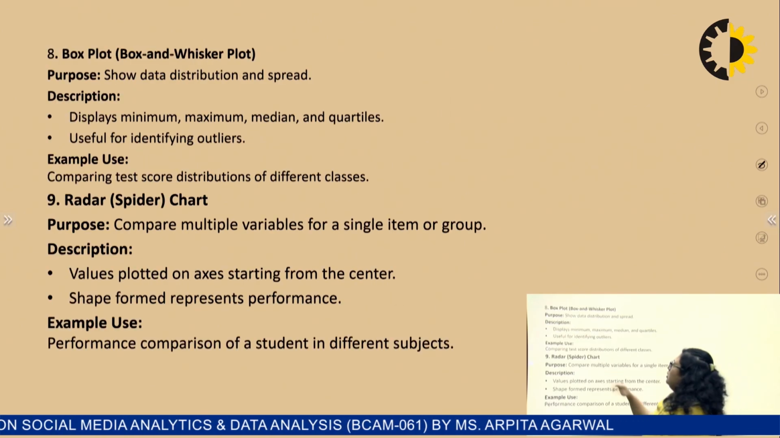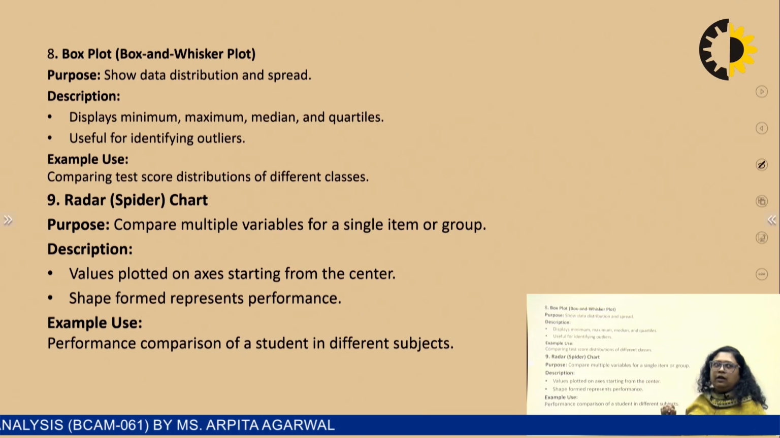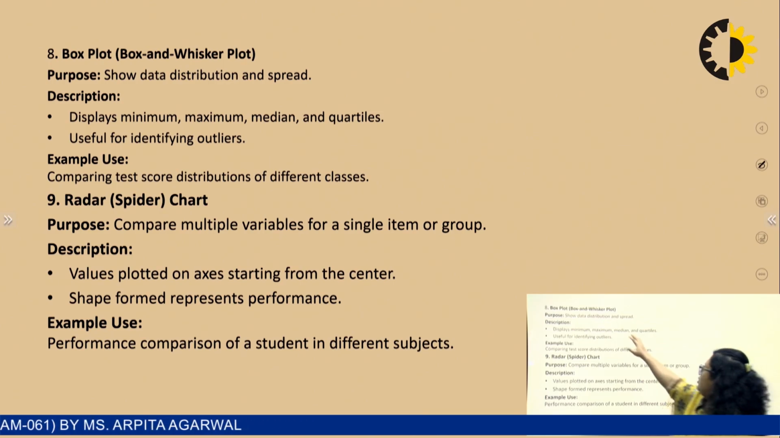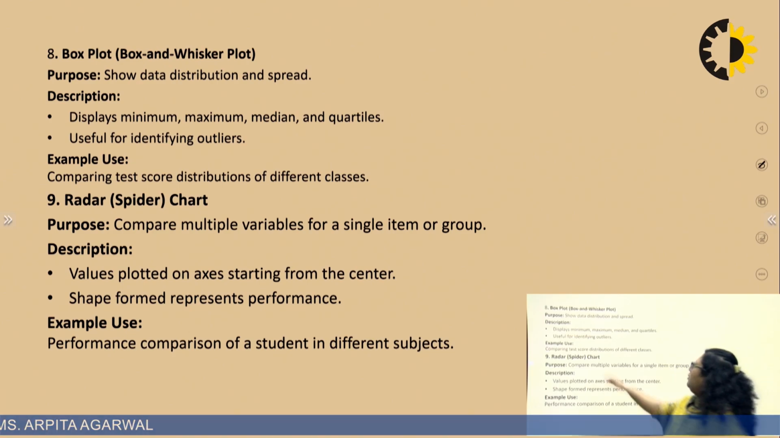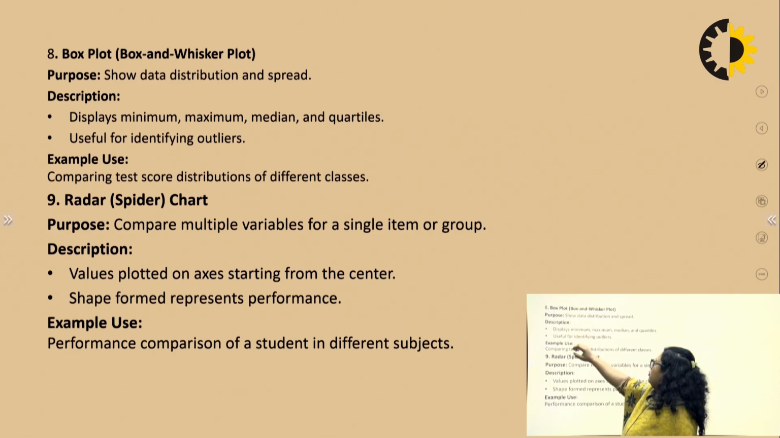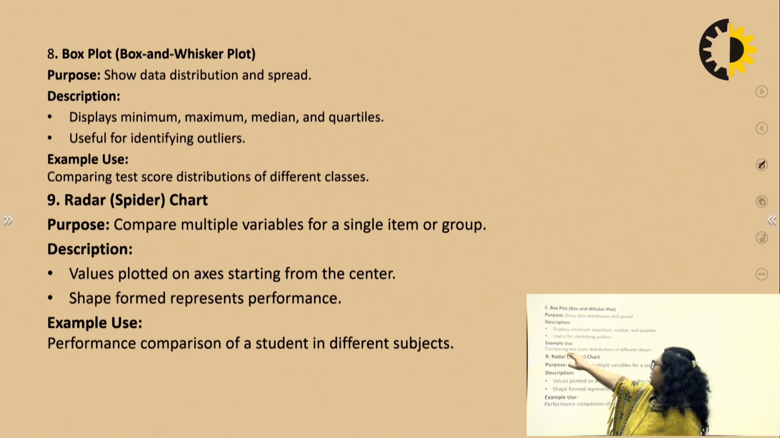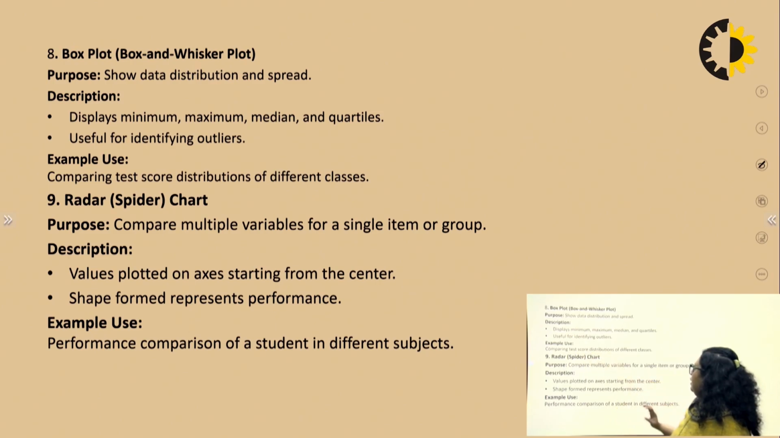So box plot, box and whiskers plot. Purpose: show data distribution and spread. So box plot represents data distribution and data spread. Box plot represents minimum, maximum, median and quartiles. How is it useful? It is useful for identifying outliers or noise. An example of box plot is comparing test score distributions of different classes.